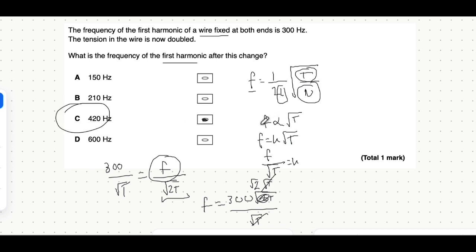Again, I apologize for saying force before. I did mean frequency. But hopefully that made sense.